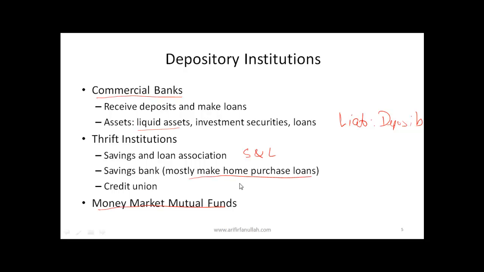So that's an example of a money market mutual fund. And if you didn't fully get that, don't worry. When we do alternative investments later, we will study mutual funds in a lot more detail.